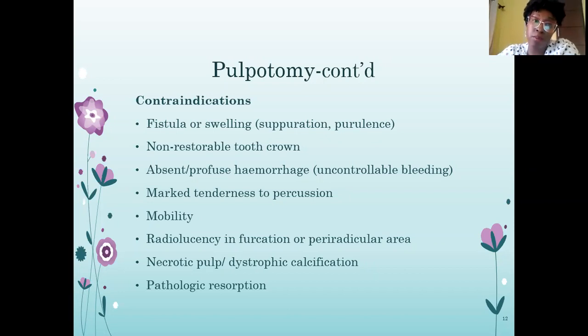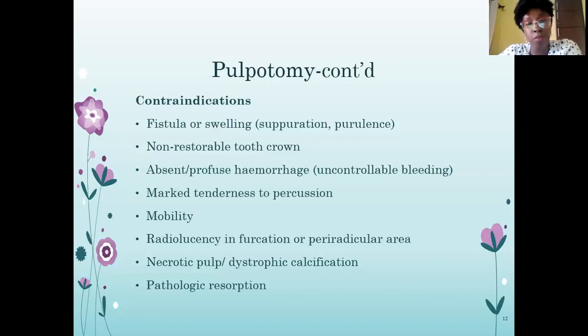Absent or profuse hemorrhage. Of course, absent just means pulp necrosis has taken place. And then if you open up, you're in the coronal pulp and you have amputated it with your slow speed knives and you're irrigating, but there's still more and more bleeding happening, uncontrollable bleeding, that is now irreversible pulpitis. So there you have to go in and do a pulpectomy, not stop at a pulpotomy.